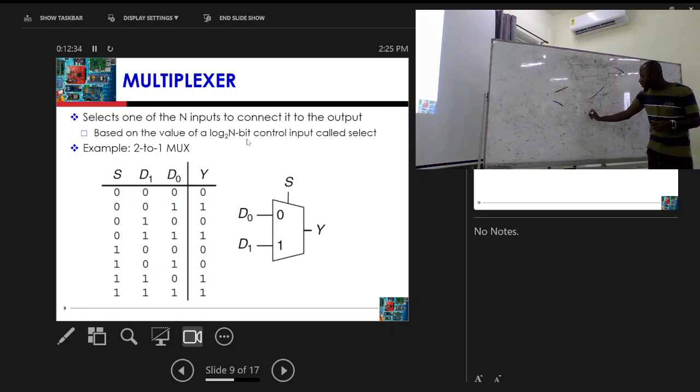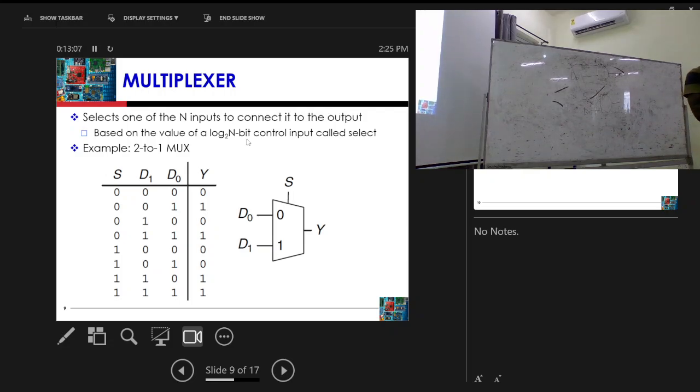So here we have D1. But for D1, S must be what? 1. Pay attention. S is 1, right? So when S is 1 here, we don't use any NOT gate anymore. Just directly. So when S is 1 here, D1 will get routed. Right? So here is Y, here is Y. But we can't have two Y's, right? Y is just one output.